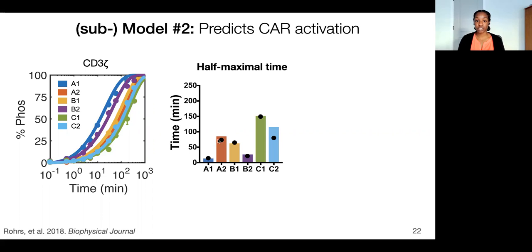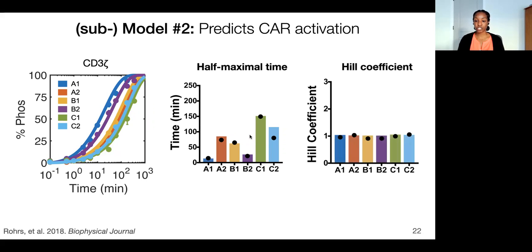And so if we just use the experimental data, we would get these half maximal times that are indicated by the black circles here. And if we take our mathematical model and predict what the half maximal time would be, those would be the bars. So again, we see a nice correspondence between the model predictions and the experimental data.